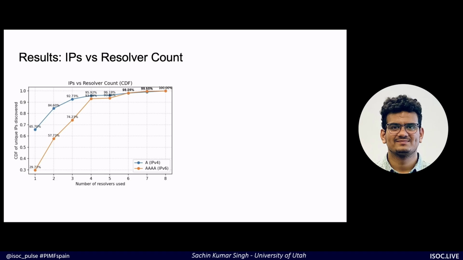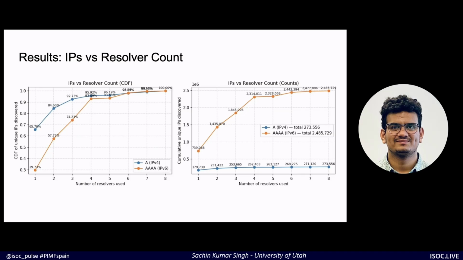And definitely after resolver 5, we can argue that we got diminishing returns. And this other plot shows the same data, but in absolute terms. So this also shows that we harvested way more IPv6 addresses as compared to IPv4. And this also shows that multiple resolvers, especially for IPv6, can help to find multiple IPs associated with a particular domain.